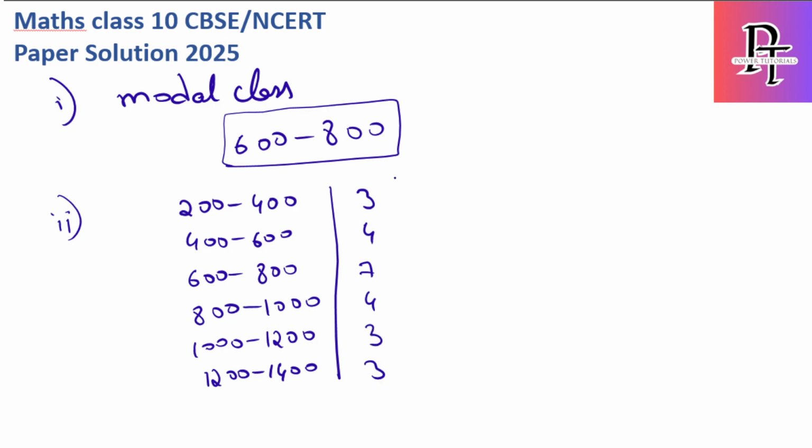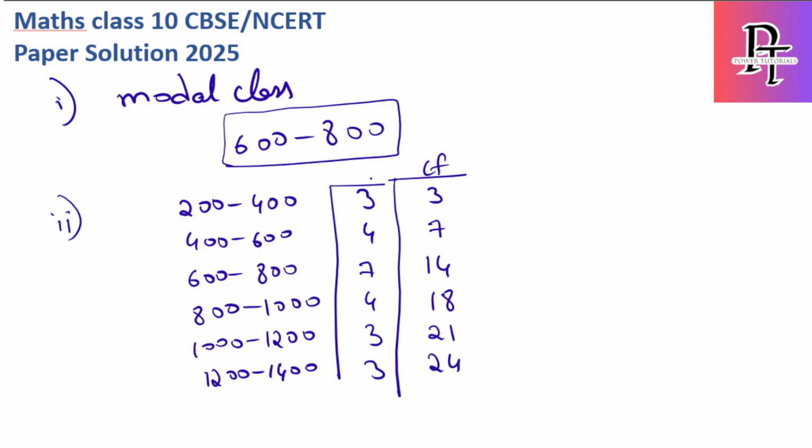3, 4, 7, 4, 3, 3. Let's write CF values, which are cumulative frequencies. 3 plus 4 is 7, 7 plus 7 is 14, 14 plus 4 is 18, 18 plus 3 is 21, 21 plus 3 is 24. So these are f values, frequency values. This is the class interval. These are CF values.